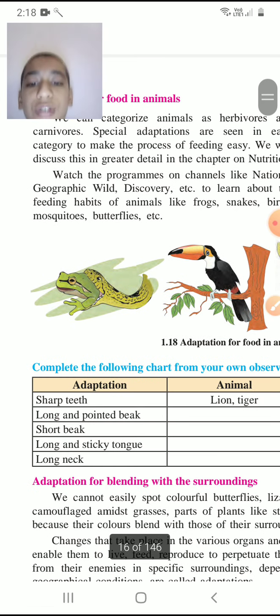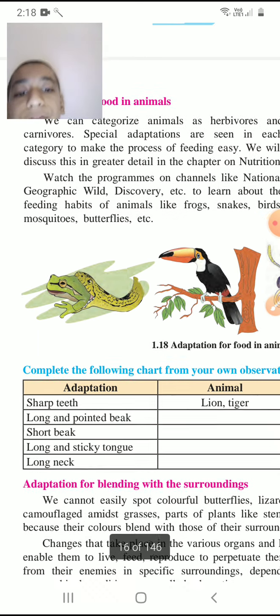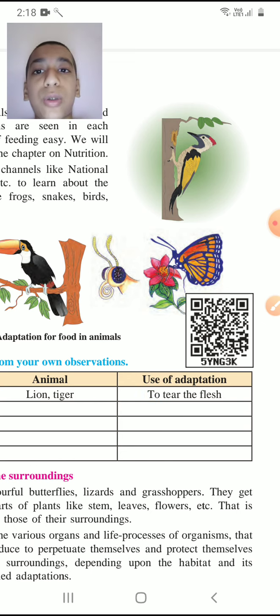So this last one is long neck. Which animal has a long neck? Giraffe. And what is the use of this adaptation? It helps to eat from trees. Okay.